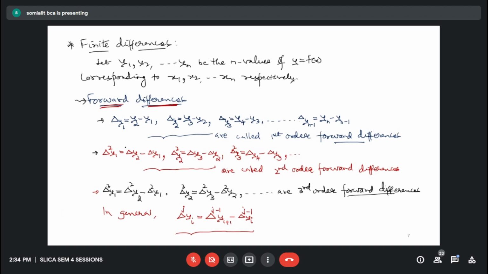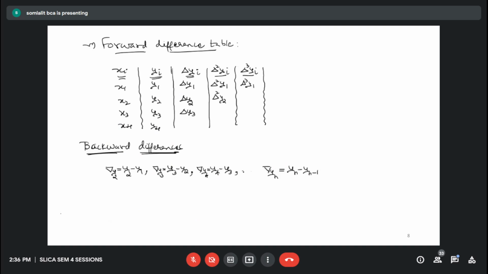First one is not there. What was there? The last one was not there, see. What about the last one? That is delta yn. Here it is going up to n minus 1, first to n minus 1. Here, second to n. You realize?